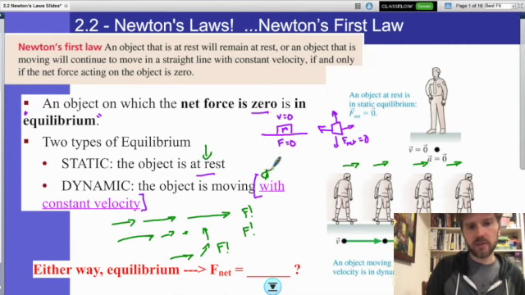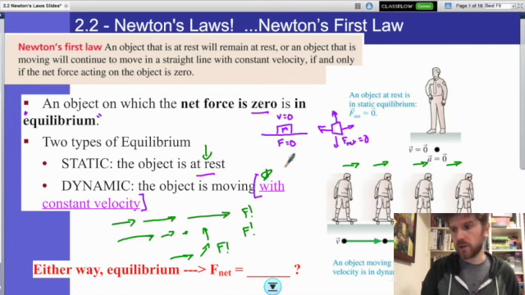So this is one of those key phrases, constant velocity, that you should always be on the lookout for in problems. Anytime you see those words constant velocity, your brain should go, aha, F net equals zero.